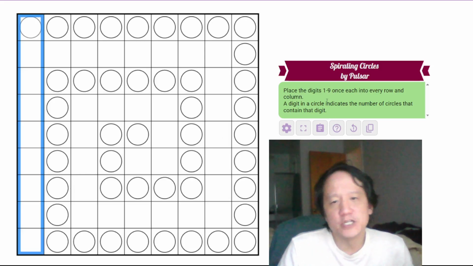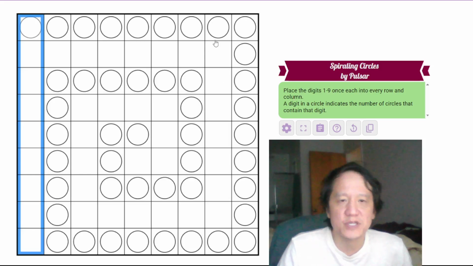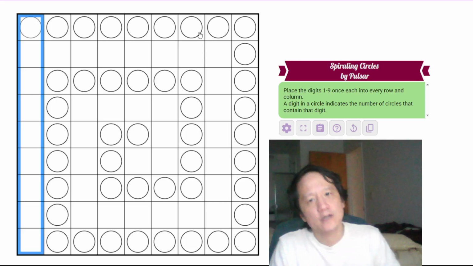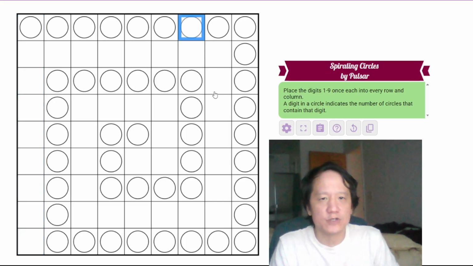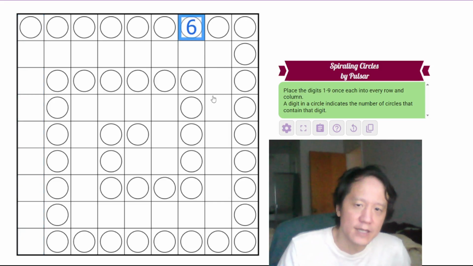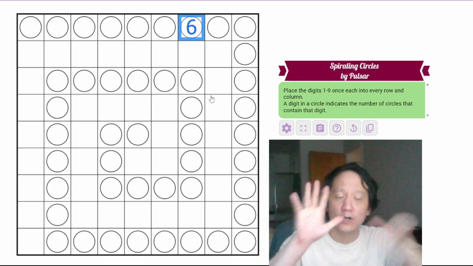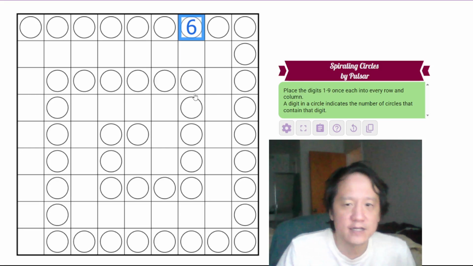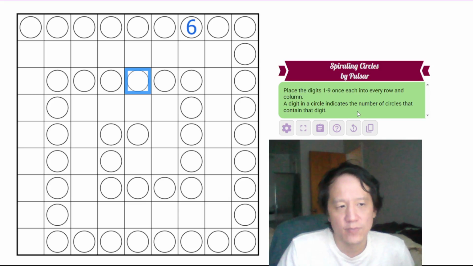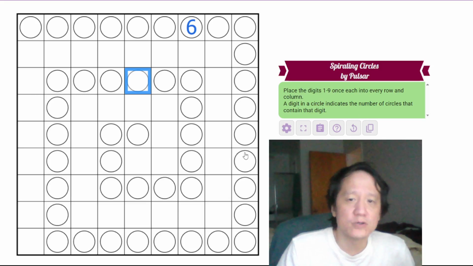A digit in a circle indicates the number of circles that contain that digit. So, for example, if this were say a 6, that means you would have to have 6 circles in total that contain a 6. And while basically satisfying the other rule that we have in place. Anyways, those are all the rules.